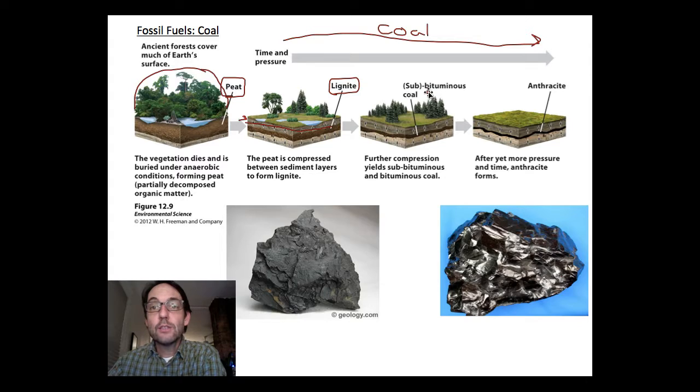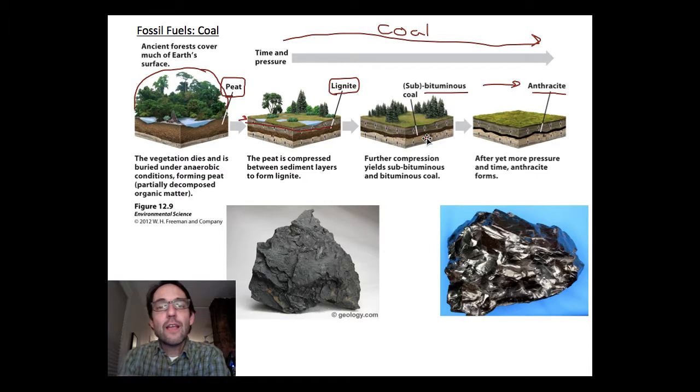With further compression, you can form what's called bituminous coal, or first subbituminous and then bituminous. That's further compressed plant matter, and it has less water, and it burns hotter than lignite. With more time, that bituminous coal can become what's called anthracite. Anthracite is highly compressed plant material, very low water quantity, and burns very hot. So it's very desirable. Anthracite, good stuff. Burn it today.